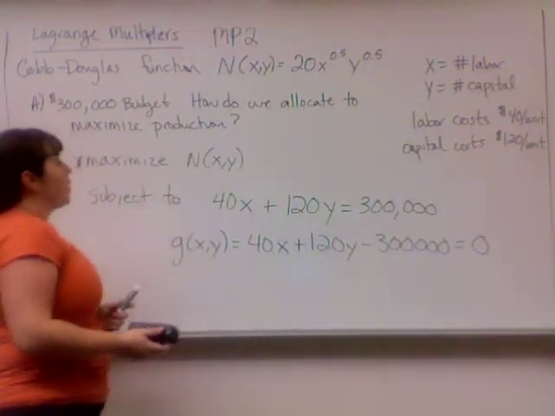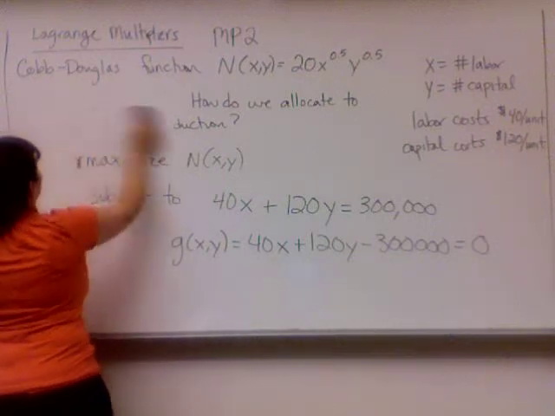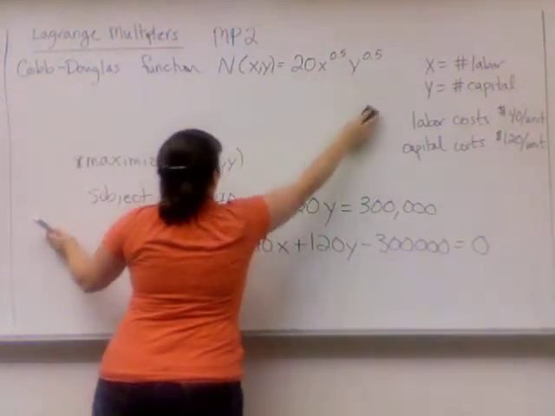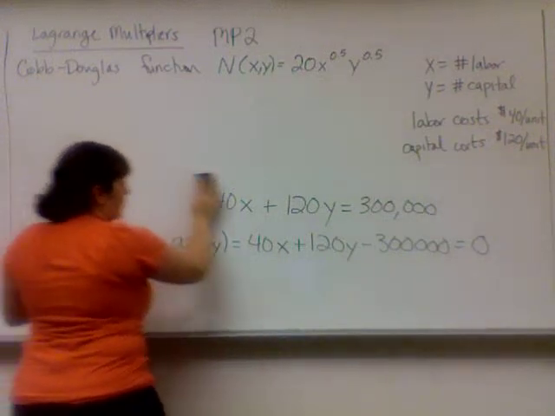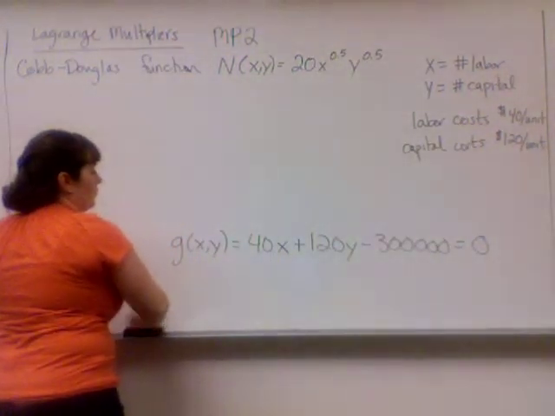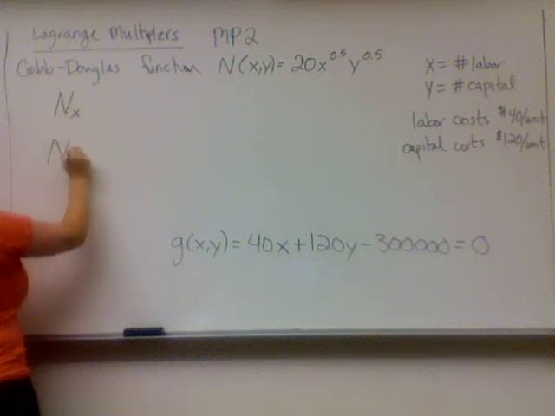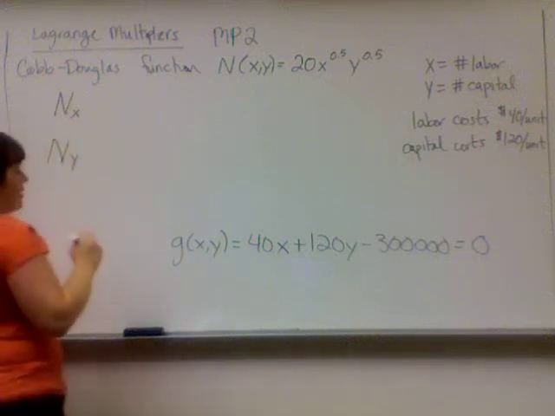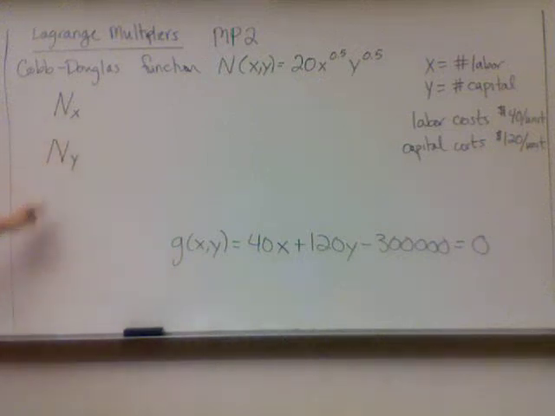Remember, the next part is to find some partial derivatives and set up the system. We'll leave this here for just a second. Okay, so step 2 is to find the partial derivatives. I'm going to need to find N_x, N_y, and then G_x and G_y, and then we'll have to construct the system.